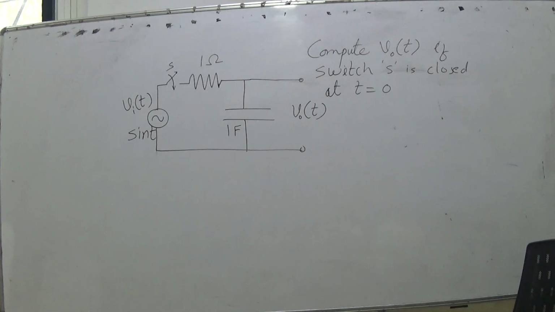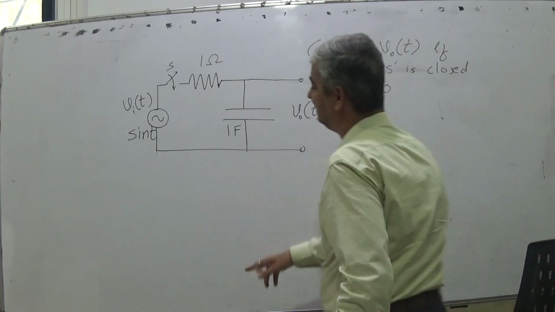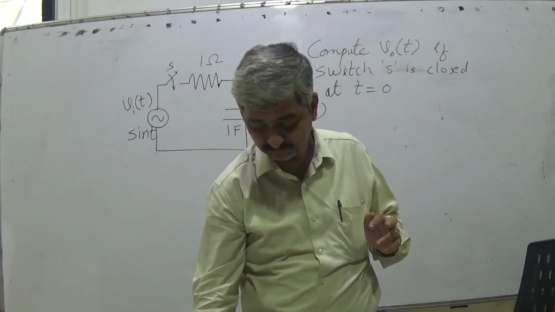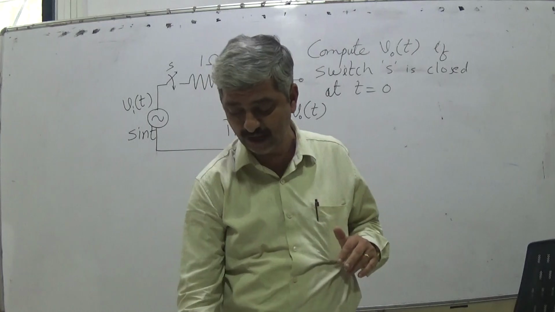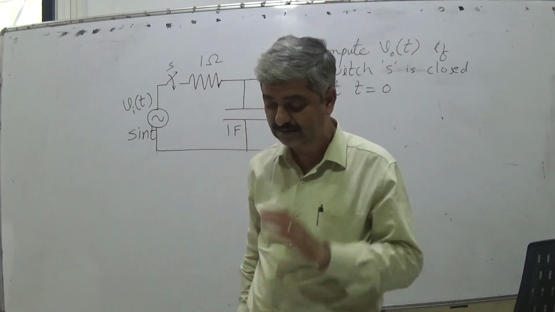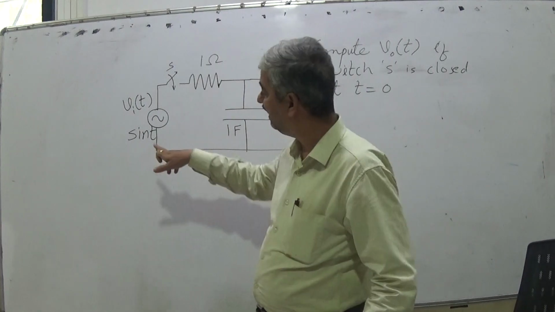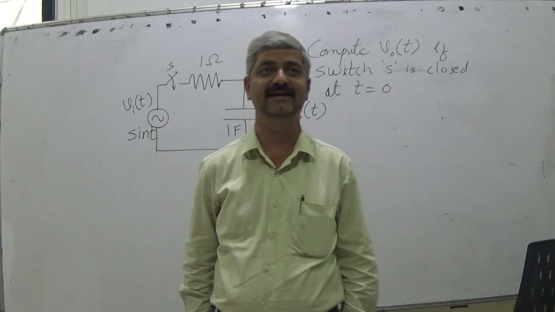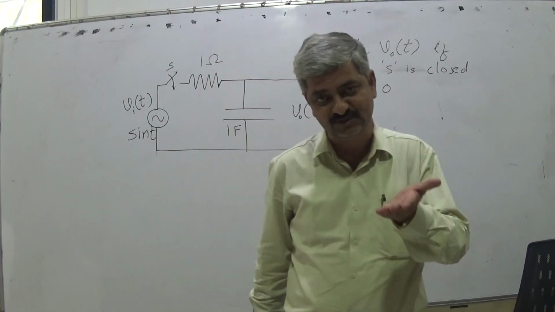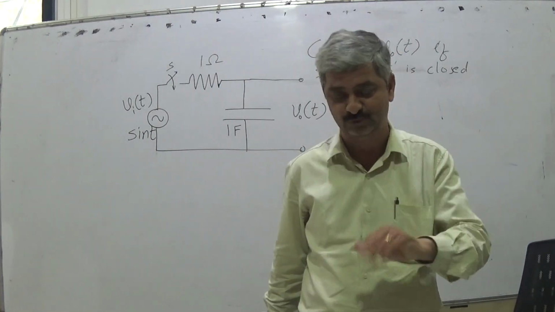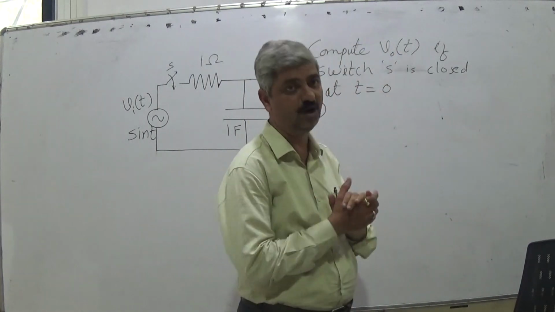We have a 1 ohm resistor, a 1 farad capacitor, and an RC circuit. We have dealt with this circuit in detail. The only difference is that instead of this, we had a 1 volt supply, and we solved that. Now what change are we making? Just a simple change: instead of that 1 volt DC voltage source, we have a sinusoidal voltage source, and I am closing the switch at time t equal to 0. What will be the output?